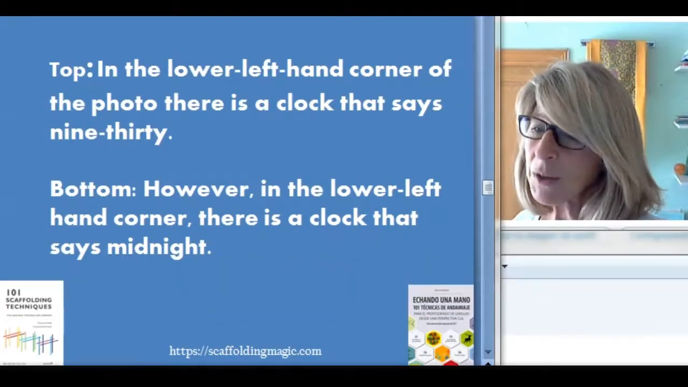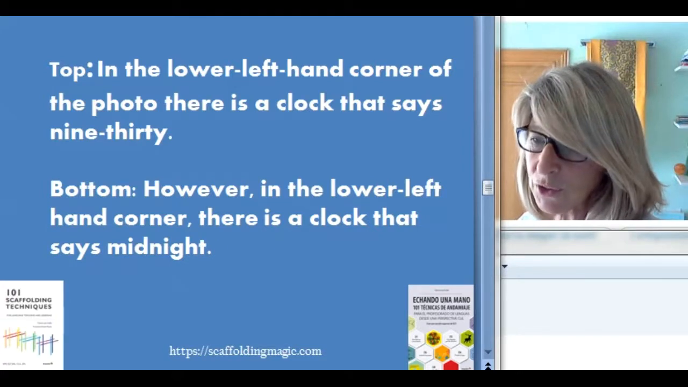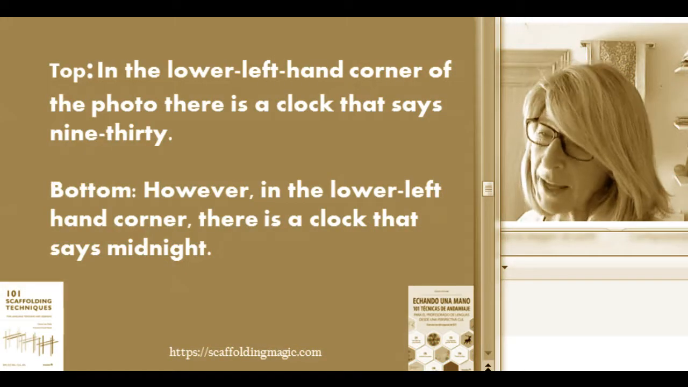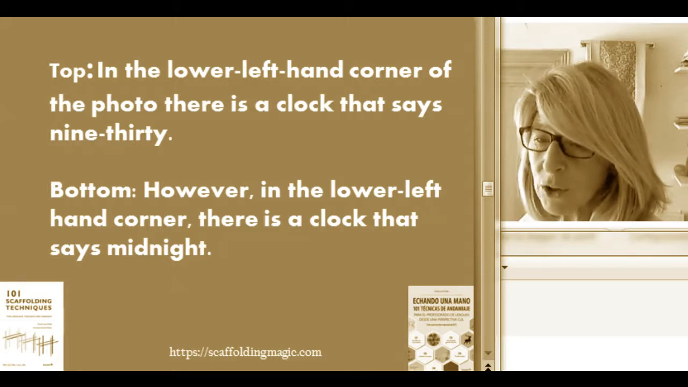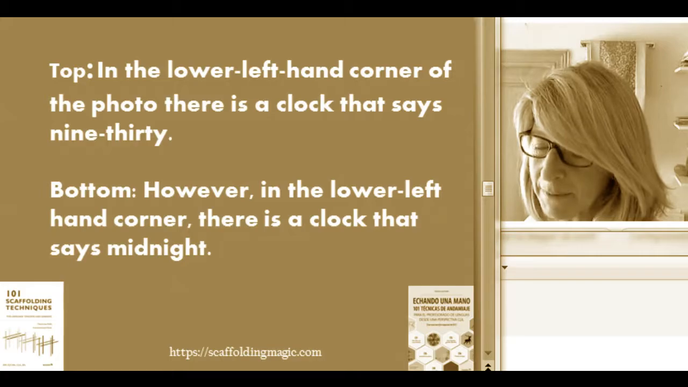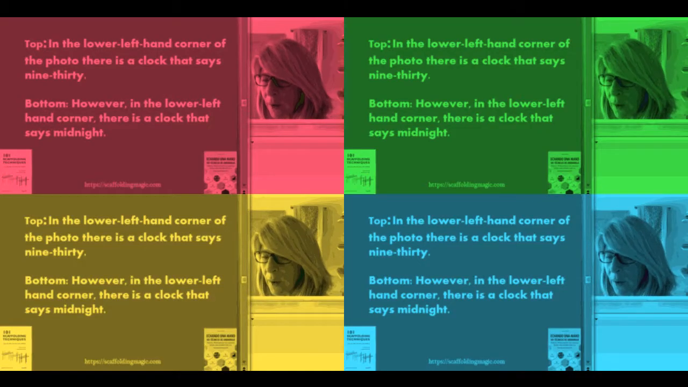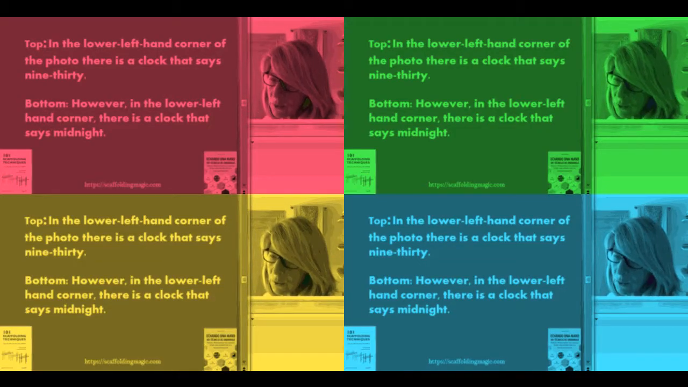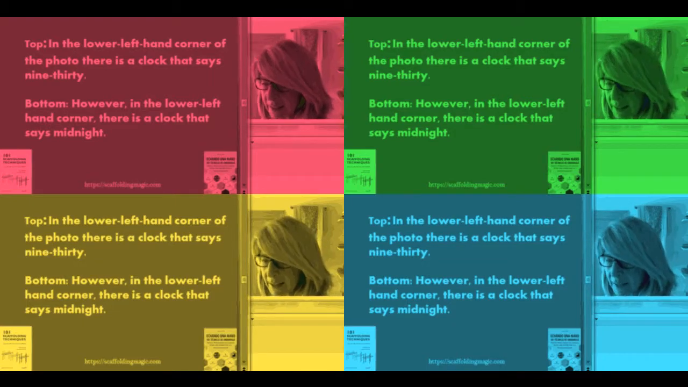The next step is to model what we expect our students to do in their pair work. We begin. Top. In the lower left-hand corner of the photo, there's a clock that says 9:30. The bottom. However, in the lower left-hand corner, there's a clock that says midnight.